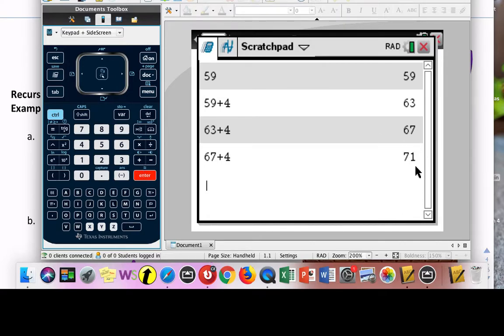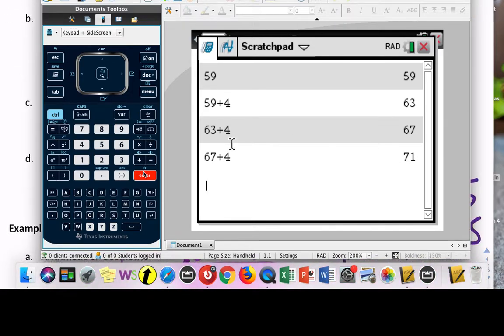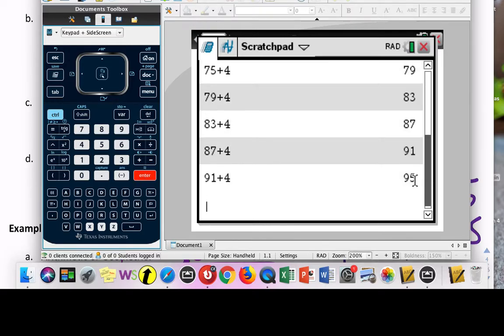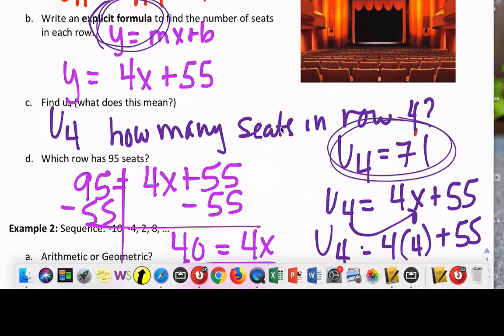Also, we're looking for when does it equal 95 seats. So if I keep counting this, so this is row 4, 5, 6, 7, 8, 9, 10, we can see in row 10 you have 95 seats as well. So you can use your calculator and figure it out as well, or use an equation.